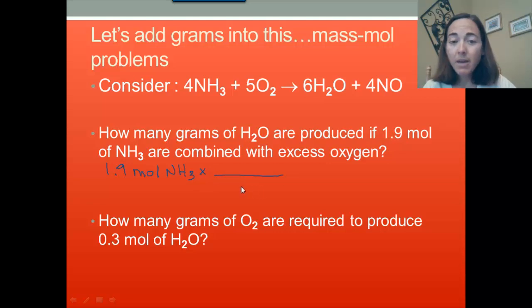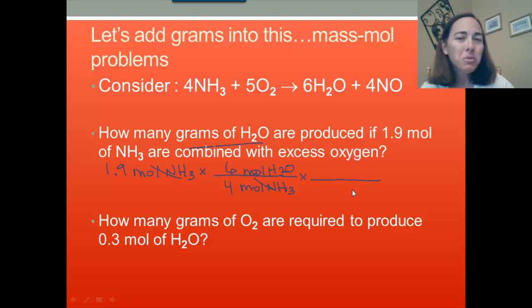Let's use that mole ratio. I need moles of NH3 to cancel. Now, which chemical am I interested in? Well, the question here says grams of water. So I think I'm going to put moles of water first to get the chemical right, and then I'll get the unit right in just a second. The ratio in the balanced equation of water to NH3 is 6 to 4. Moles cancels with moles.